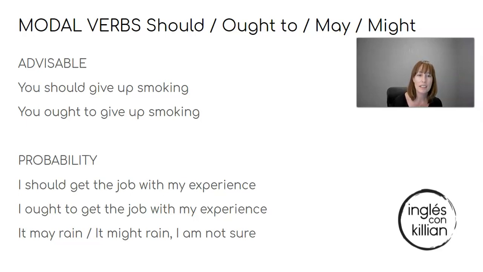Probability. I should get the job because I worked really hard. I have a lot of experience. I prepared very well. So, I'm 90%, 80% sure that I expect to get the job because I have all the right qualifications, for example. Or I ought to get the job also. I may get the job because I've prepared well is probability, but less, maybe 50%. Or it might rain because there's clouds in the sky, but I'm not sure. So the probability here, should is more likely than may or might, for example.